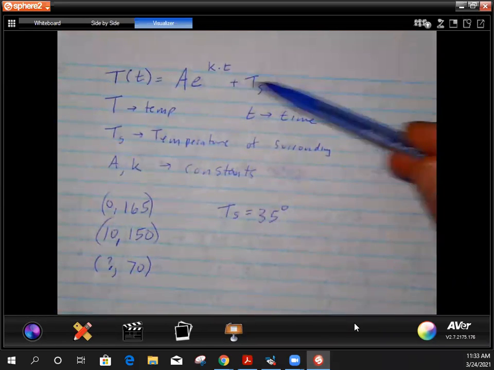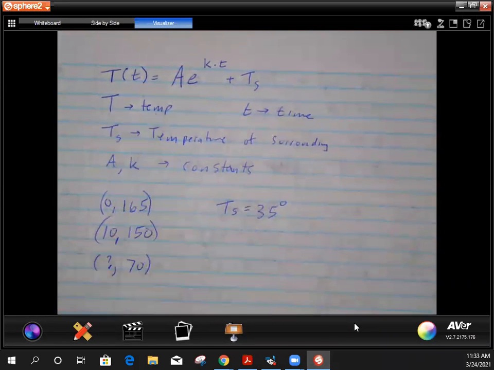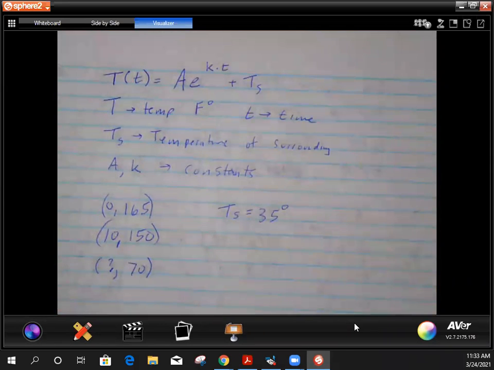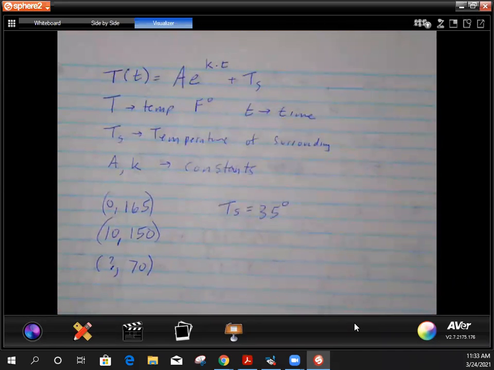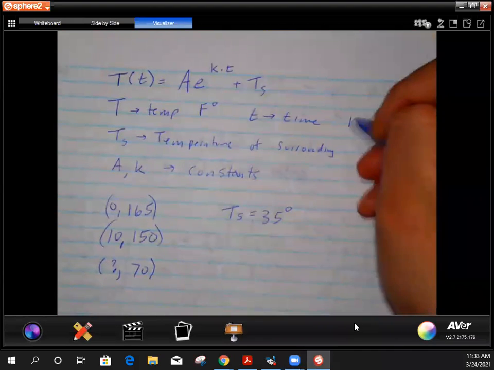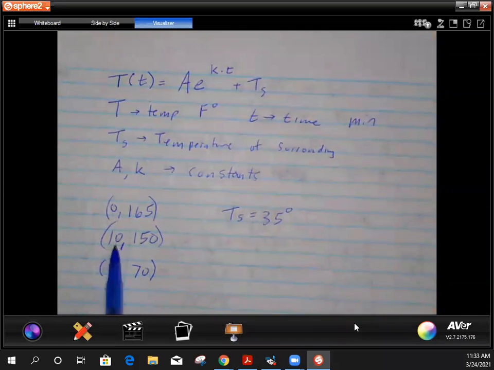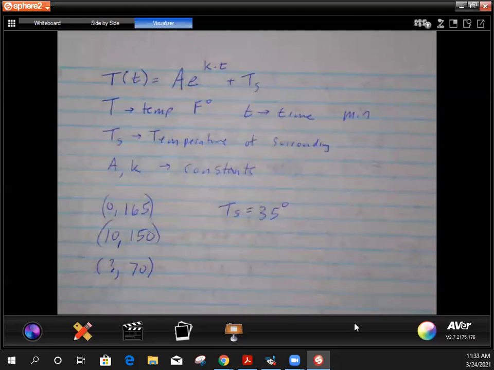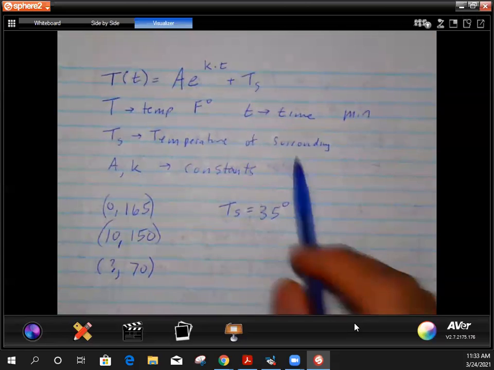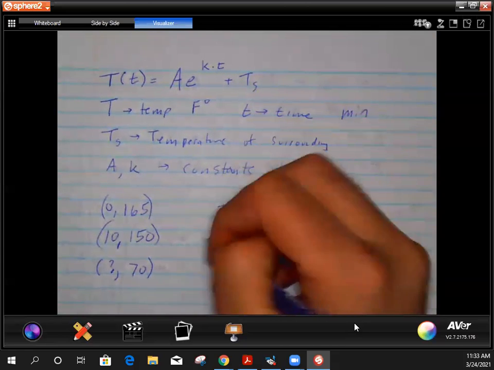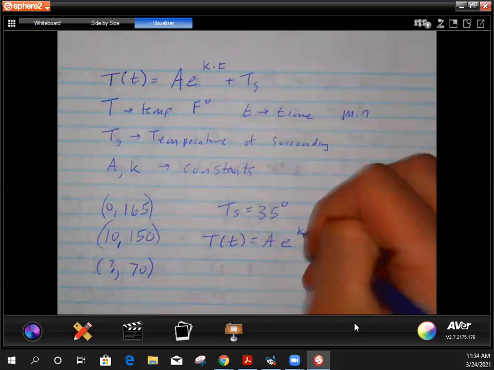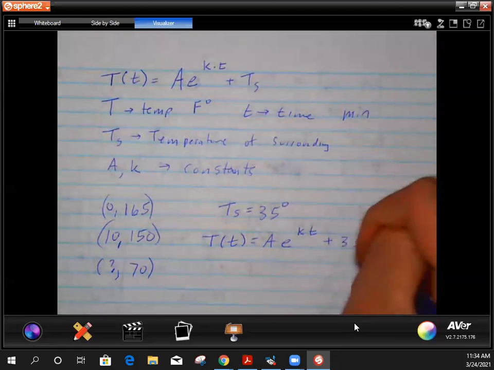All right, so here's our model. T is temperature, and we're going to make that in degrees Fahrenheit. And little t is time. All right, so we're going to put that in minutes because the data point they gave us was in minutes. So instead of converting that to 1/6 of an hour, we'll just keep everything in minutes. All right, temperature surroundings. So first thing we're going to do is plug that into our model. So we get T of t is equal to A times e to the kt power plus 35.